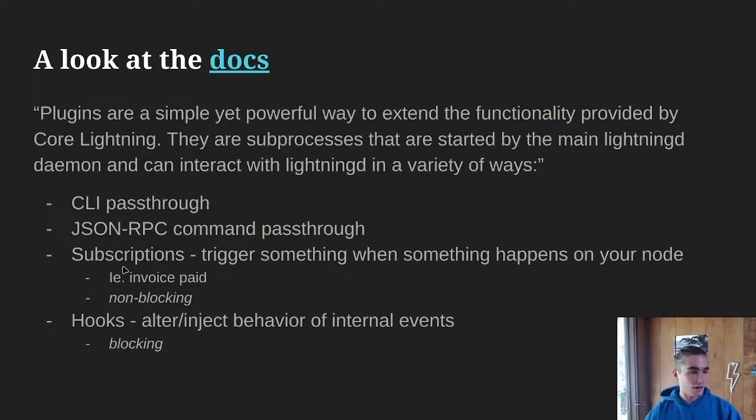There's a few different things that they can do. They can add CLI command pass-through, so that basically adds CLI commands. They can add JSON RPC command pass-through, so this is basically like you can make RPC requests to your node, which is similar to CLI, but it's not from the command line.